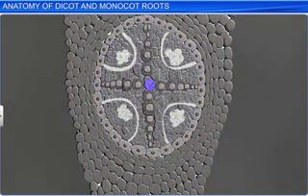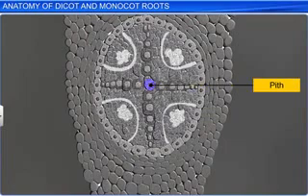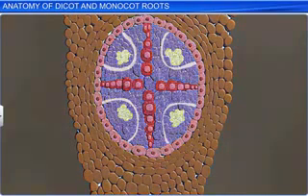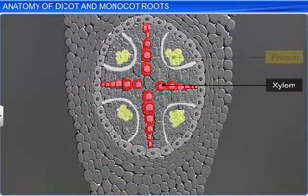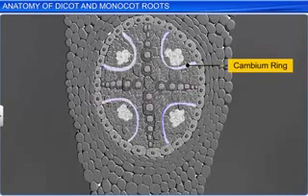Notice that the pith in the tissue of the dicot root is extremely small and undeveloped. Typically, there are 2 to 4 xylem and phloem patches in a dicot root. In the later stages, a cambium ring gets formed between the xylem and the phloem.